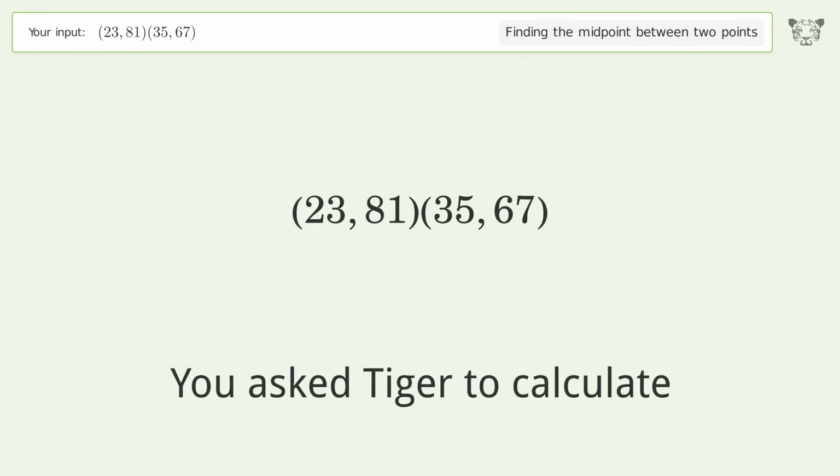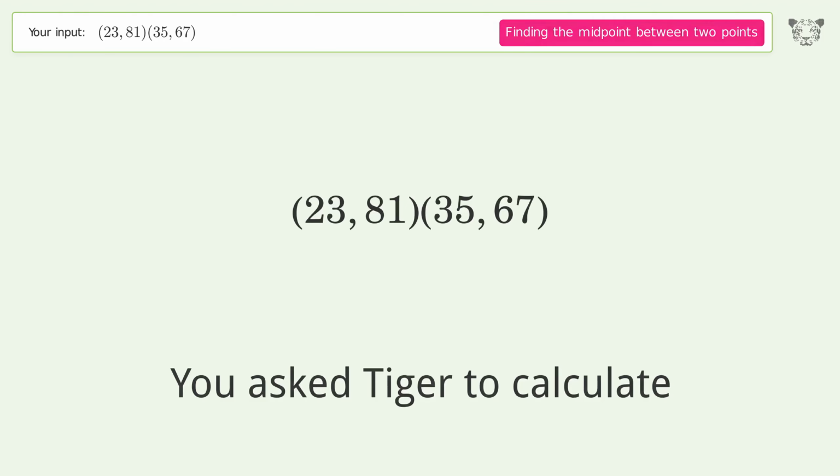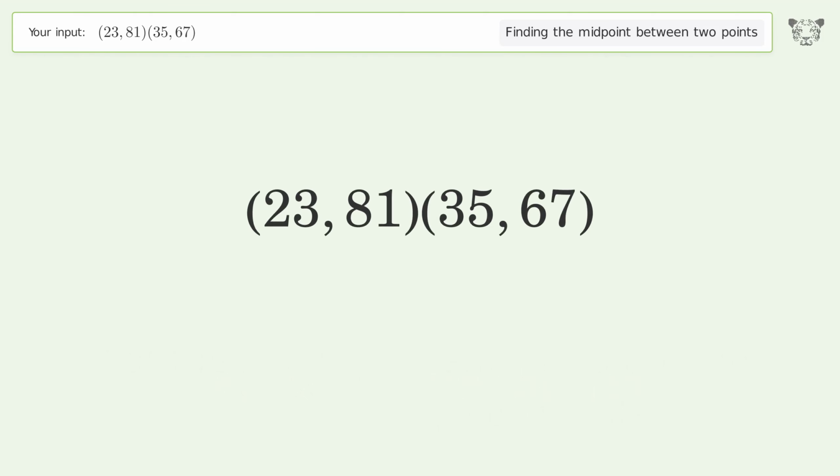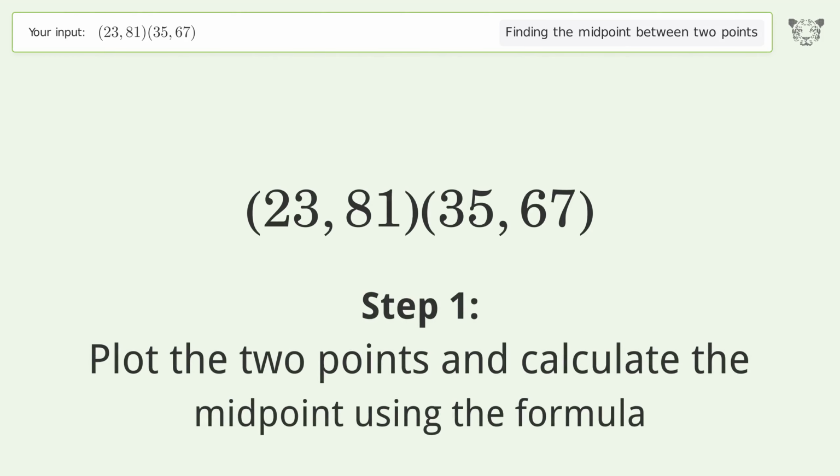You ask Tiger to calculate. This deals with finding the midpoint between 2 points. The midpoint between the 2 points is 29,74. Let's solve it step by step. Plot the 2 points and calculate the midpoint using the formula.